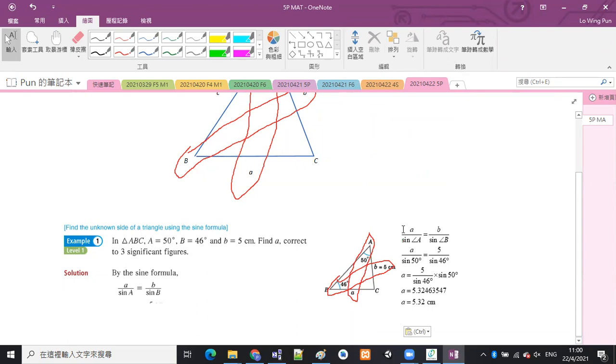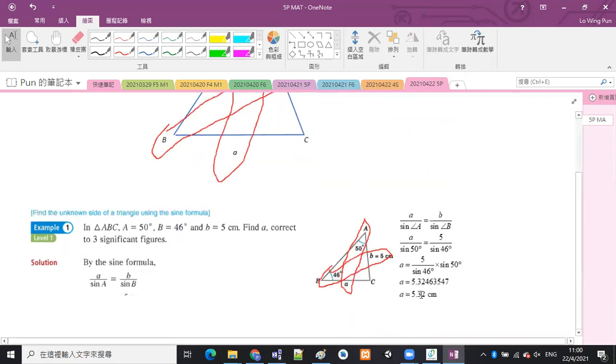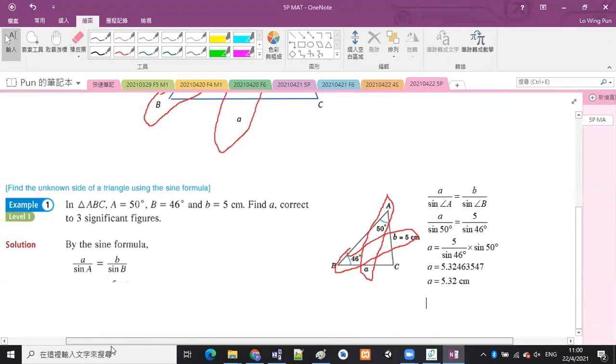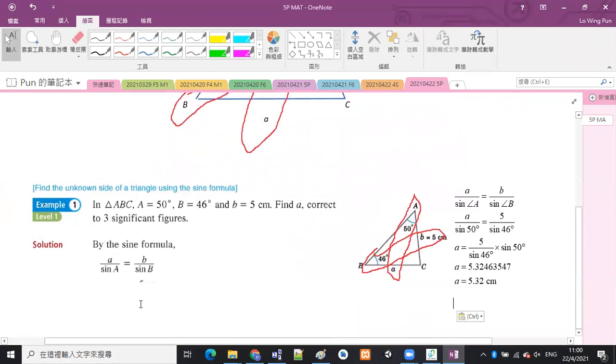Can you see? No. Is it better? Oh, can you hear everyone? Can you follow?